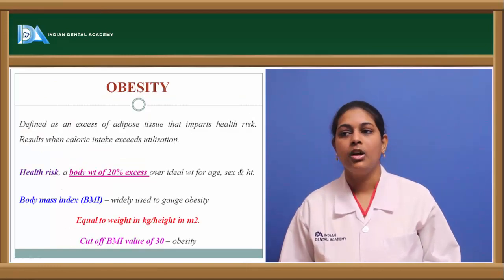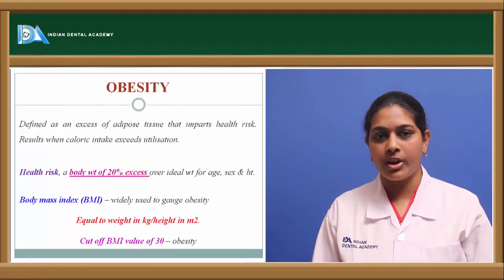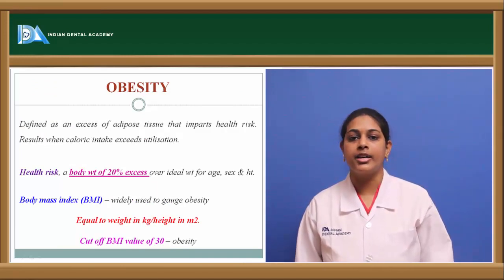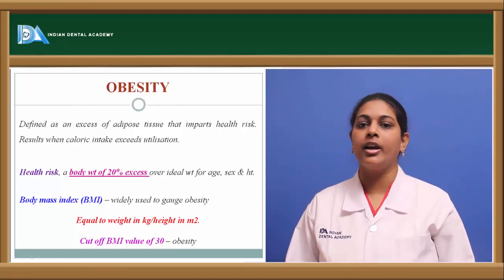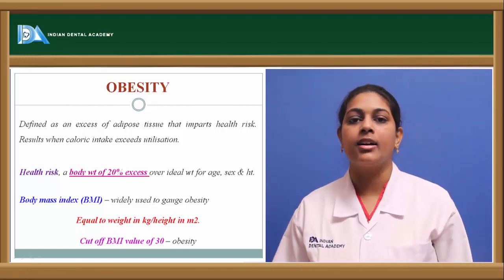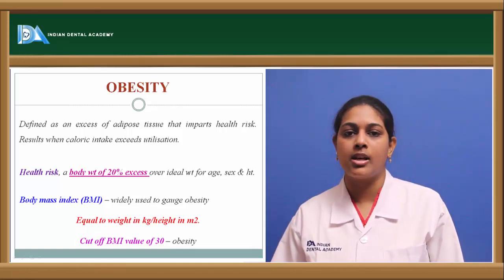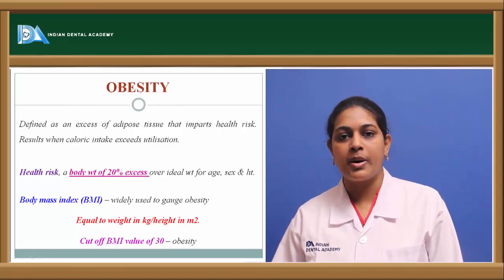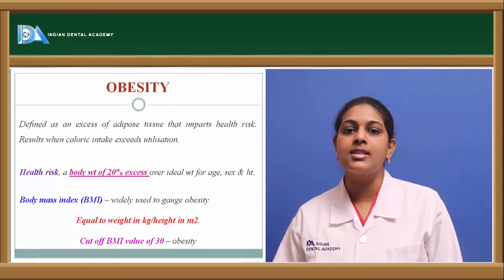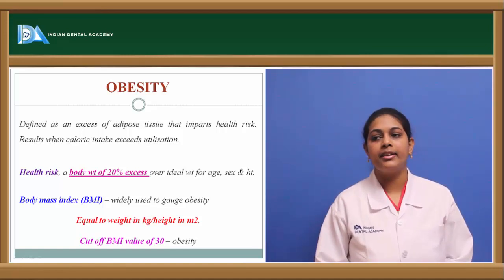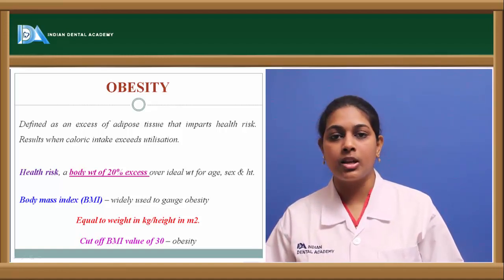Next coming is obesity. Obesity is usually defined as an excess of the adipose tissue that imparts health risk. So this results when calorie intake is too much, that is excessive intake of the calorie or overloading of the calorie within the body results in accumulation of the fat. This fat is usually present in the adipose cells, and the adipose tissue is present within these cells, so they are known as adipocytes. So usually we find that it is a kind of health risk because it might even lead to certain heart disease also.